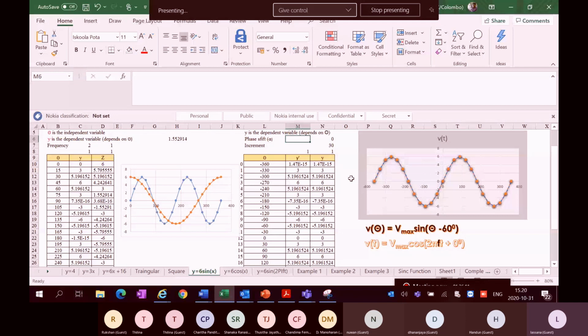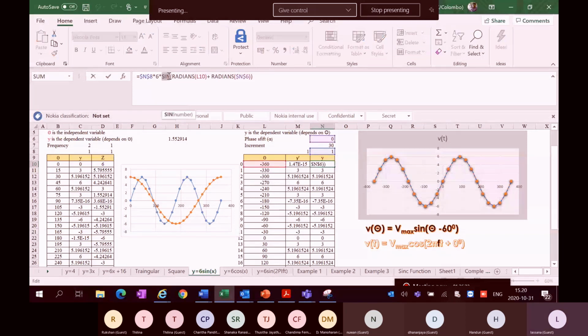Let me change this to cos and apply. This is a cos graph. Therefore, now your solid line shows a cos graph, and the other line shows a sine graph.